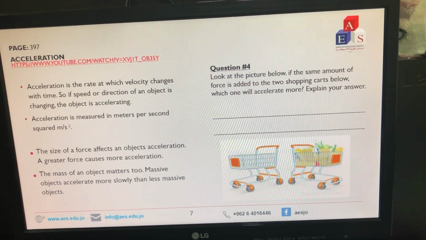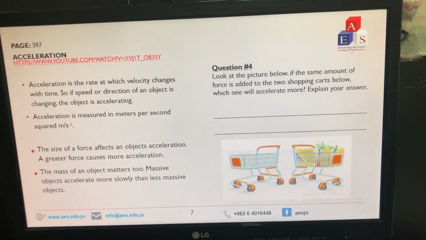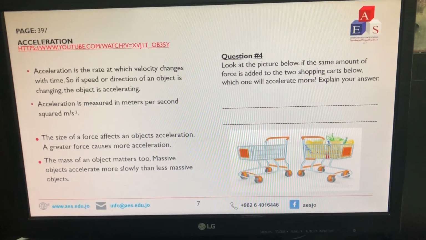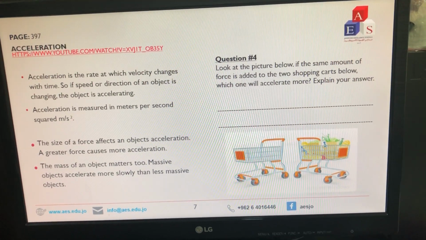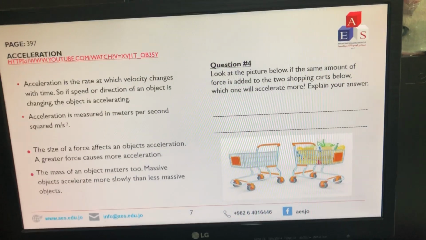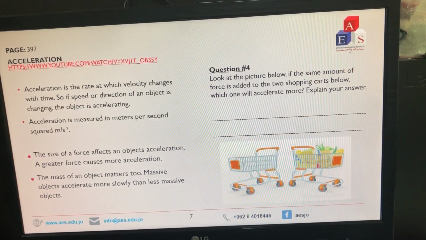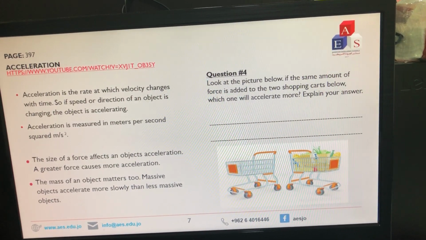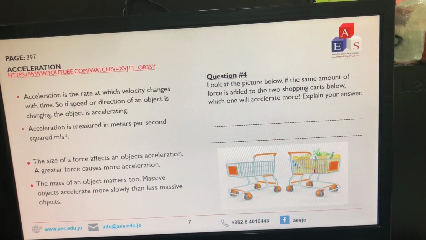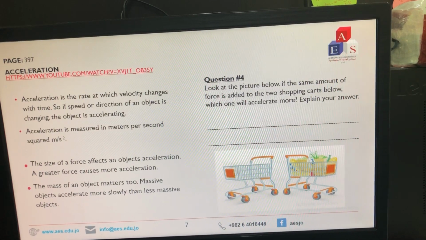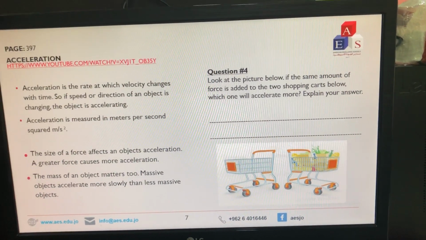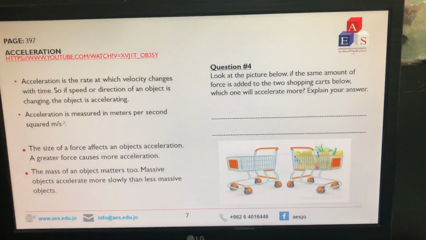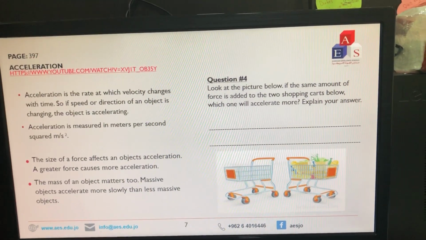Okay, now acceleration depends on two things, the size of a force and the mass of an object. So the greater the force we add on an object, the more acceleration. And the less mass an object has, the more it's going to be accelerating. So imagine we have two boxes, one that has a mass of 100 kilograms and one that has a mass of 50 kilograms, and we gave them the same exact amount of force. Which one will move more? The less massive one, right?